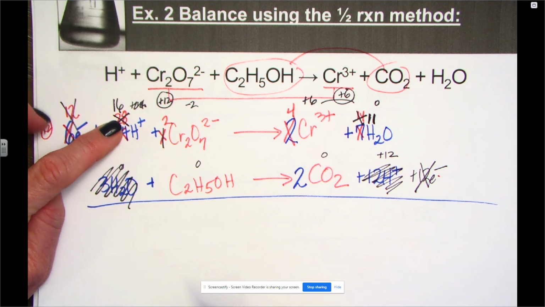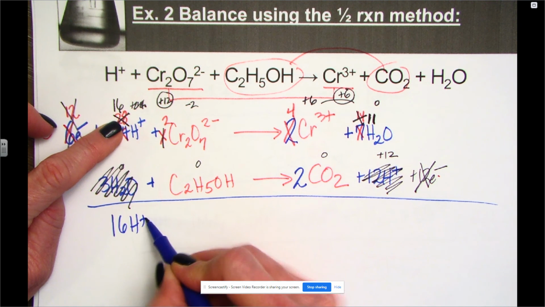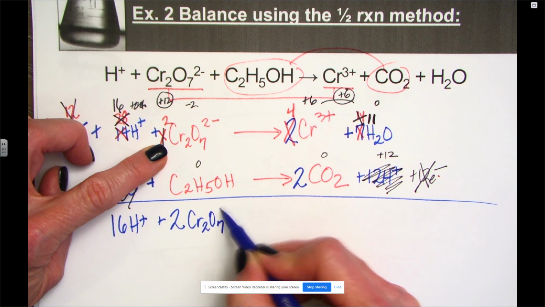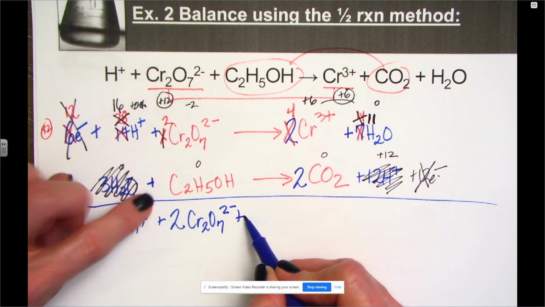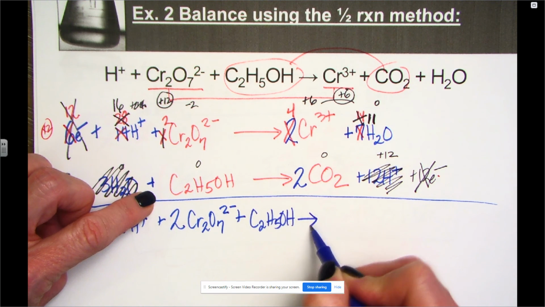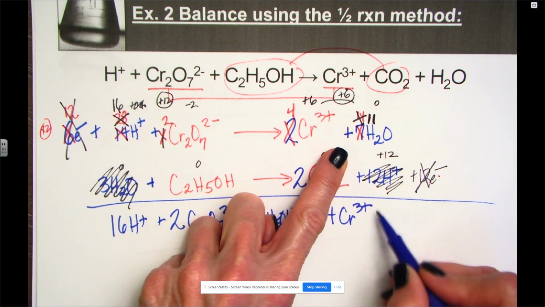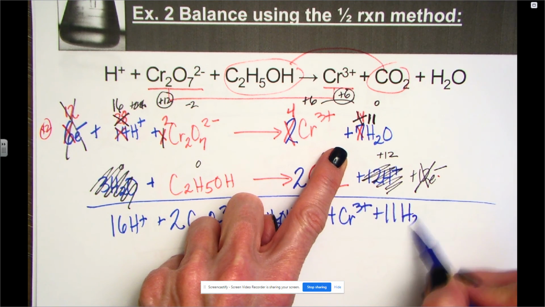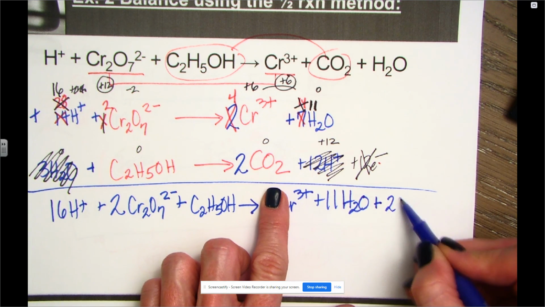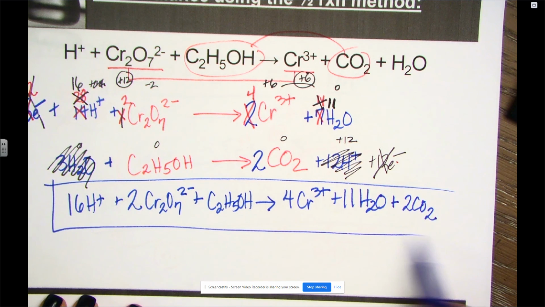So let's start here. I go top to bottom, left to right. So we have 16 hydrogen ions plus 2 dichromate ions plus 1 C2H5OH yields 4 chromium 3 ions plus 11 water molecules plus 2 carbon dioxides. So this is your balanced redox reaction.